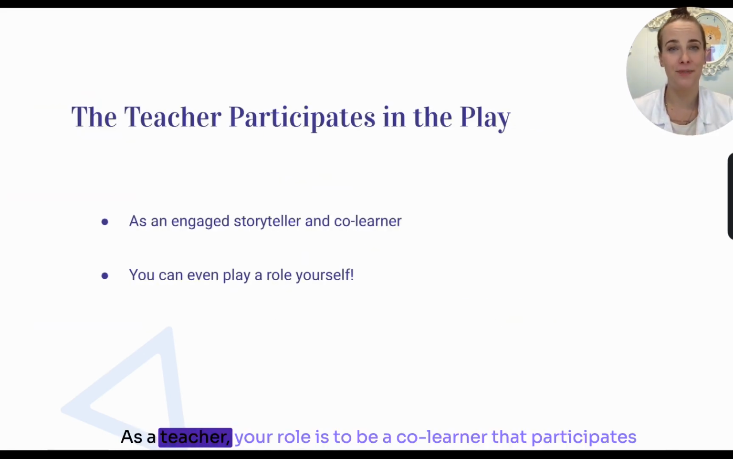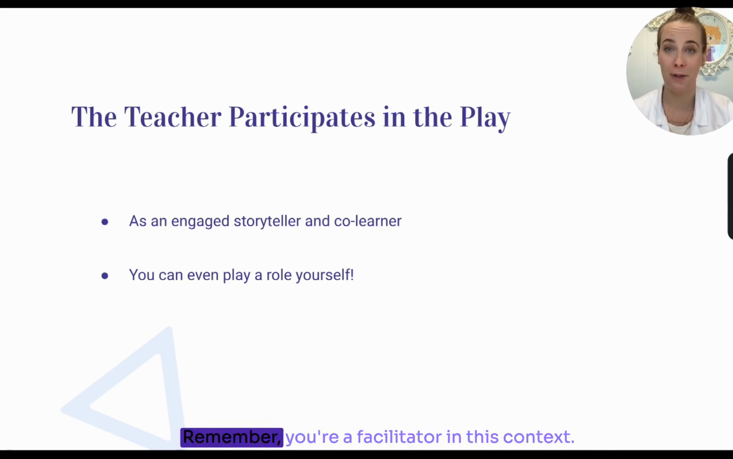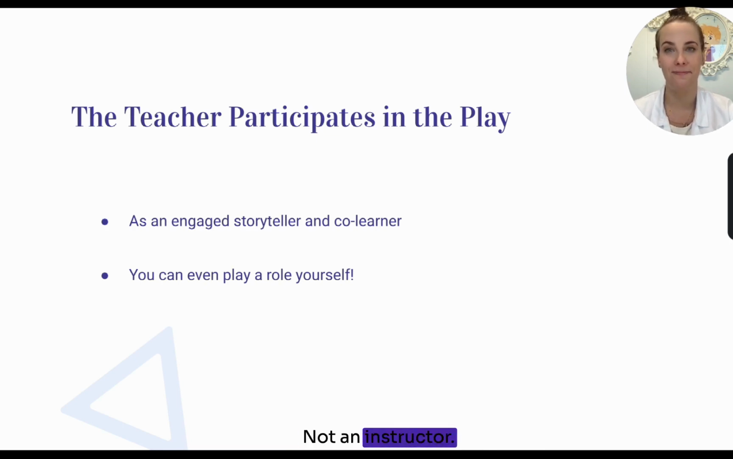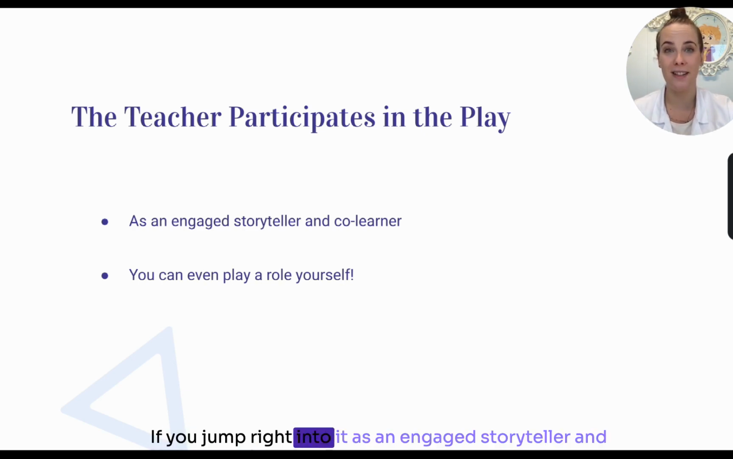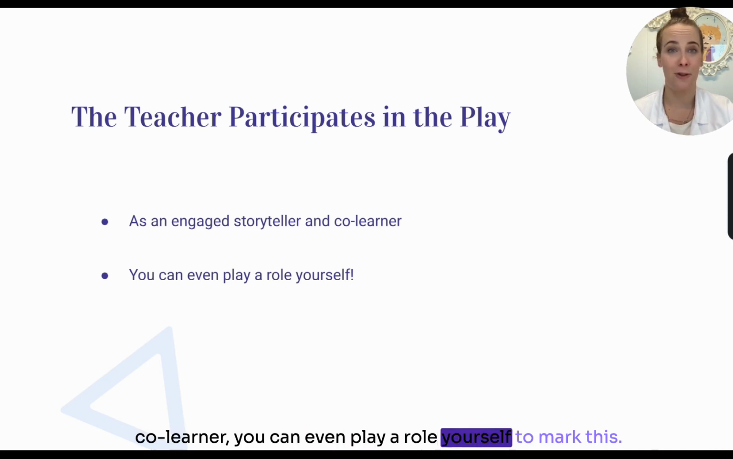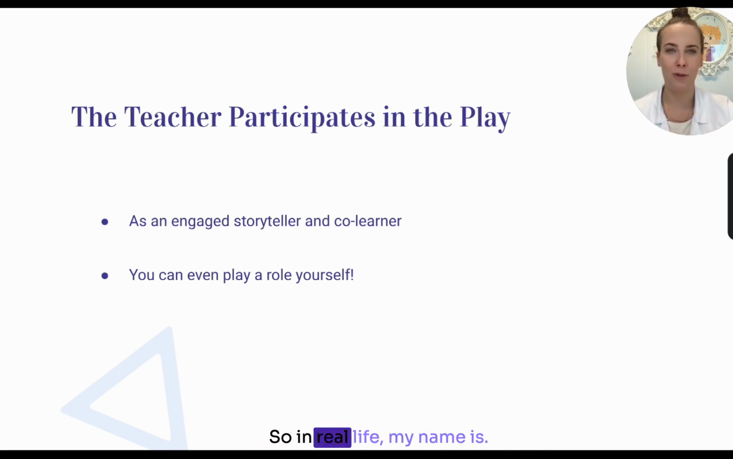As a teacher, your role is to be a co-learner that participates in the shared play together with your little scientists. Remember, you're a facilitator in this context, not an instructor. The scientific process gets even more powerful if you jump right into it as an engaged storyteller and co-learner. You can even play a role yourself. To mark this, you can wear a simple prop. For example, if you have different pair of glasses. So in real life, my name is Aino, but when I put the glasses on, I'm a different character.